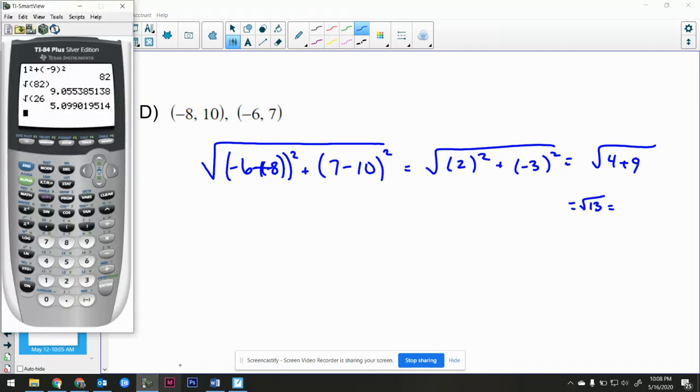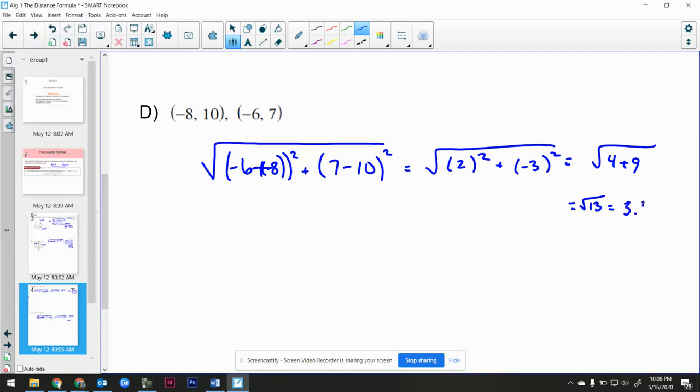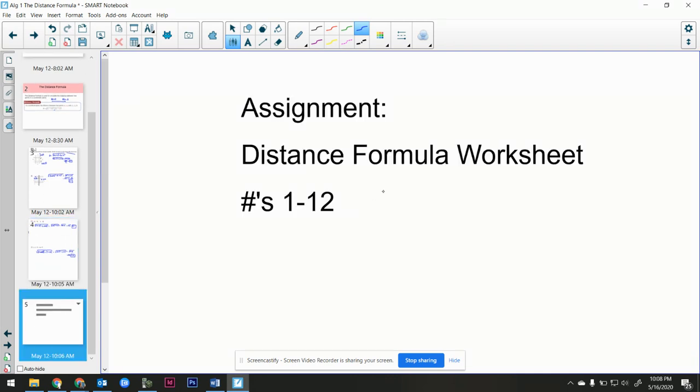I'm going to guess 3.6. Let's say that. Let's see what it is. See how close I came. Square root of 13. Booyah. 3.6. There's my answer.